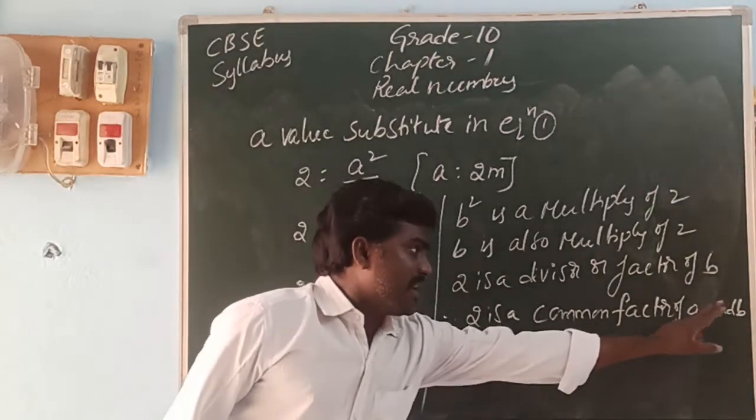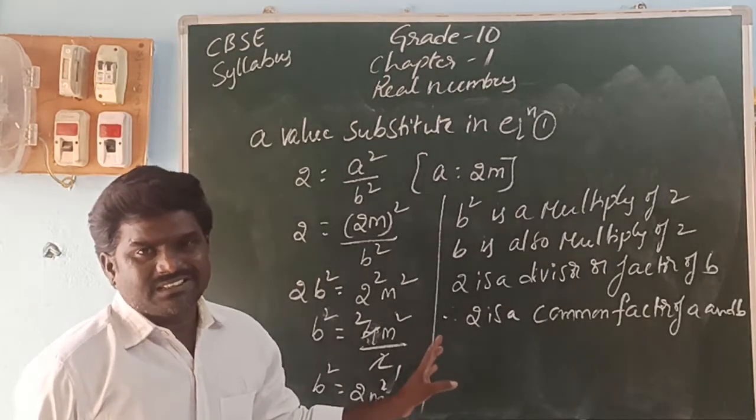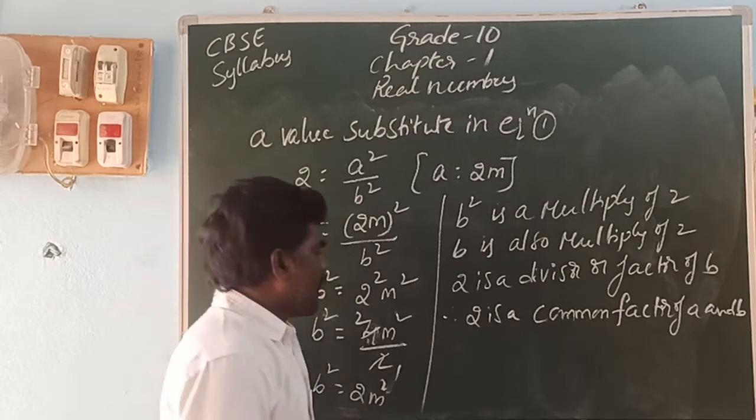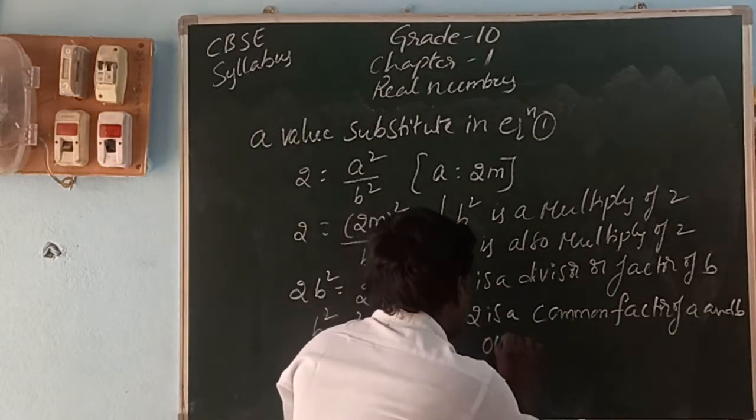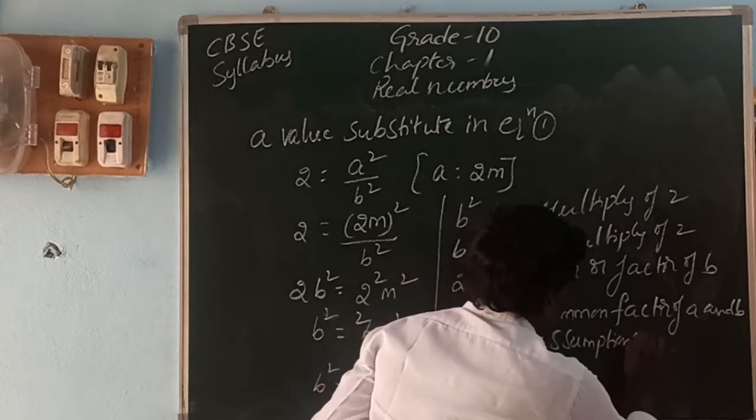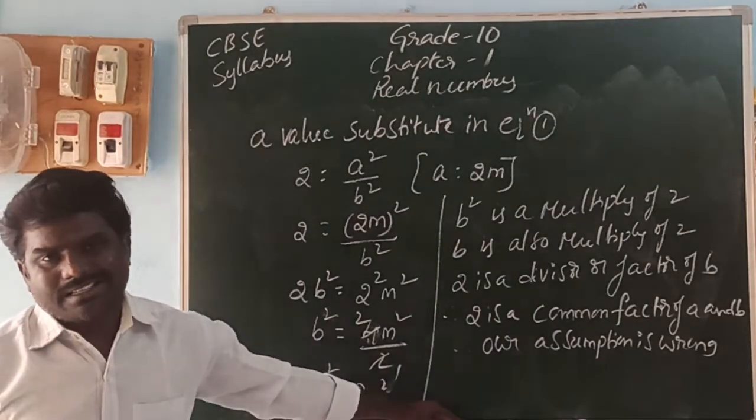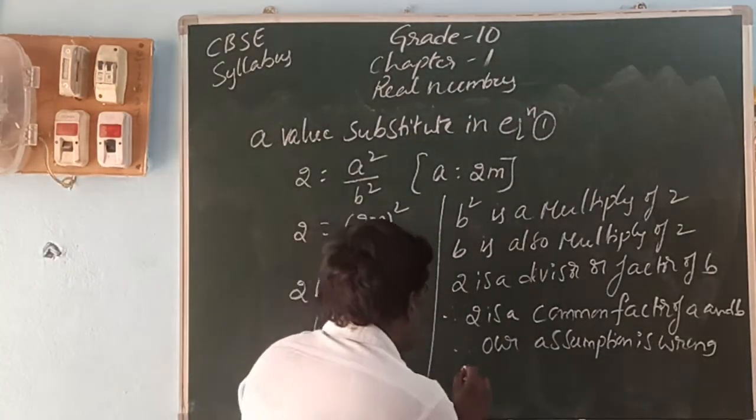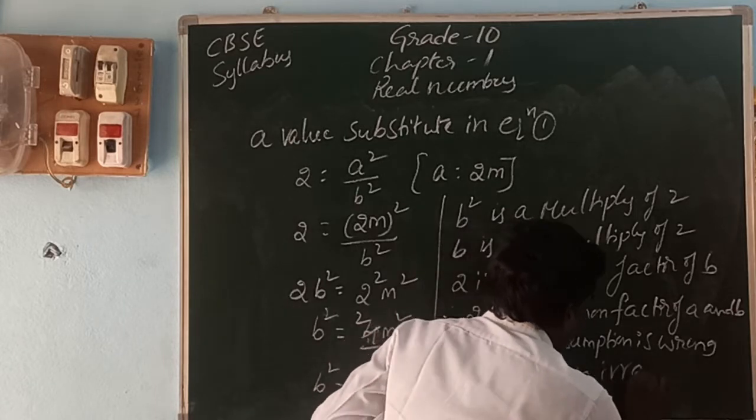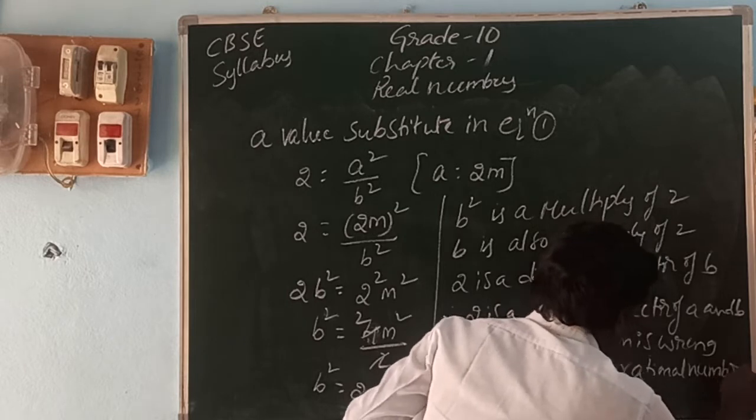But here a and b, the common factor is what here? 2. Co-primes means what? Their highest common factor is 1. But here we get 2. So therefore our assumption is wrong. So what did we take as the assumption? Root 2 is a rational number. That assumption is wrong. So therefore root 2 is an irrational number. Hence proved.